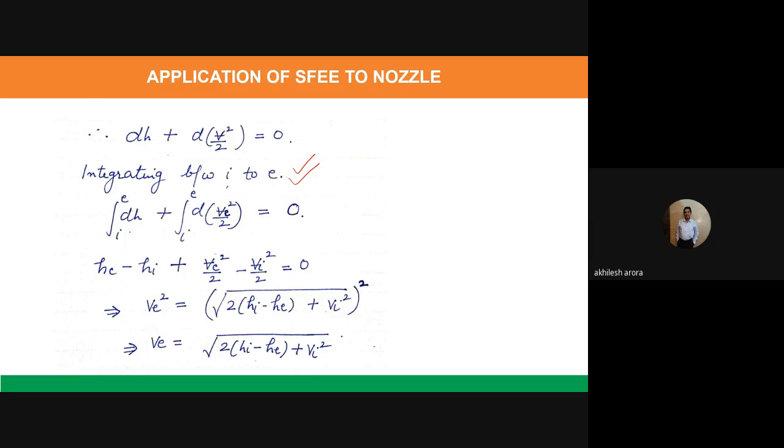So we will get it as dH from inlet to exit and d(V square by 2) from inlet to exit. So it should not be VE or VI, it is only V actually, and that is equal to 0. So then we get HE minus HI plus VE square by 2 minus VI square by 2 is equal to 0, or we can say V square is equal to 2 multiplied by (HI minus HE) plus VI square, or I can say V is equal to under root of 2 (HI minus HE) plus VI square. So this is very simple. You can easily derive this equation from steady flow energy equation.